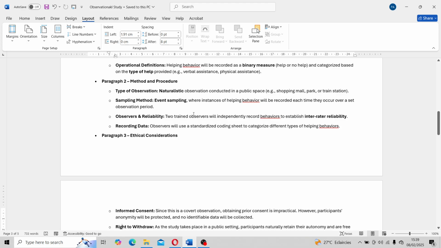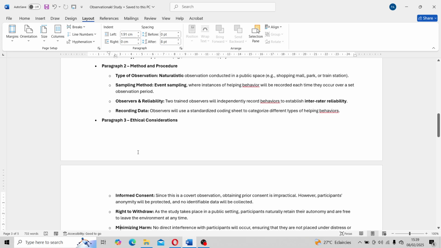Now, observer and reliability. To train observers, that depends on you. You can do that to establish rater reliability. You can decide to ignore it and talk about something different entirely. Recording data: observers will use a standardized coding sheet.